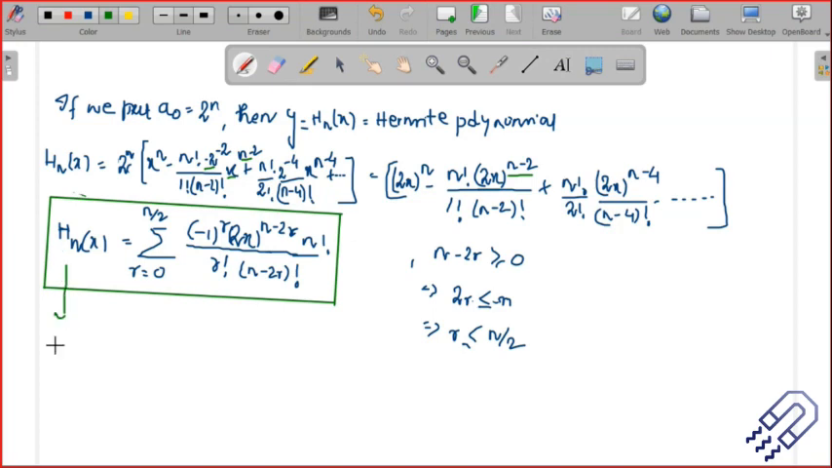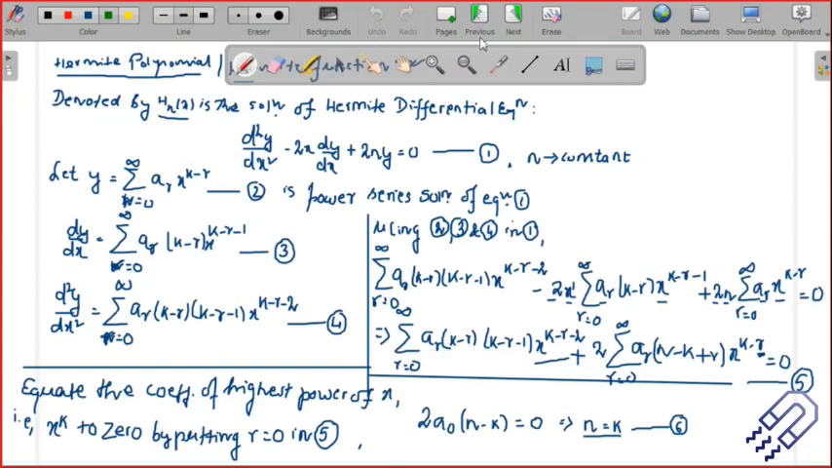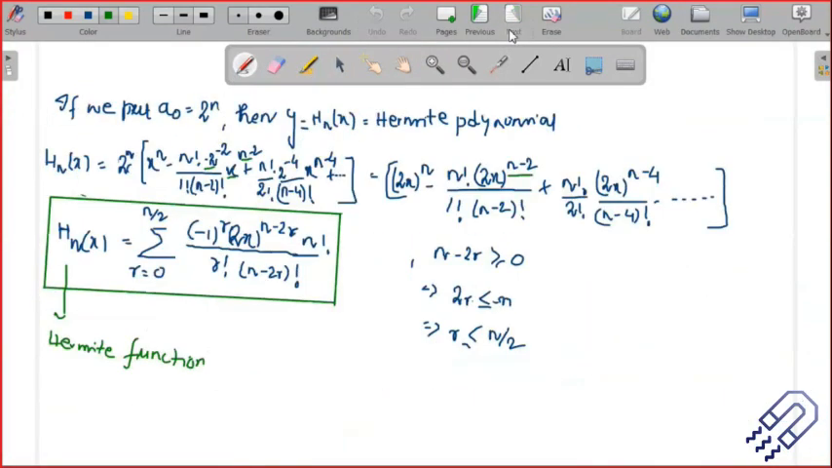This is the Hermite function. So the thing is, you have a differential form and you say that the Hermite function will satisfy it. That's why it is called the Hermite polynomial or Hermite differential equation. But then I want to know what actually H_n(x) is. How does it look? If it's a series, how will the series look? So we just took a trial series here, and then we did some algebra and found out that the series should be something like this.